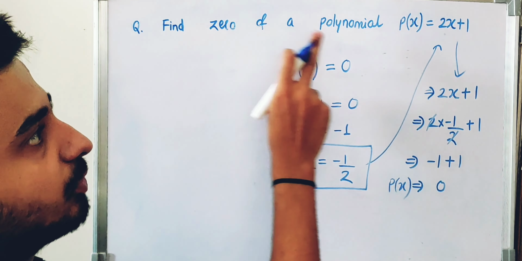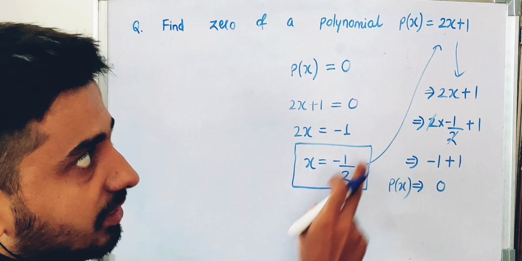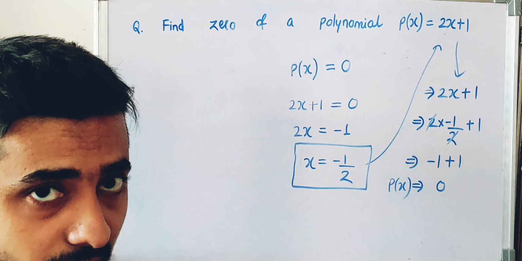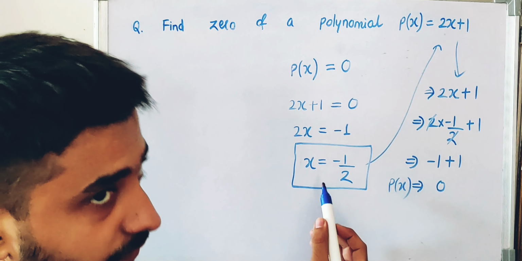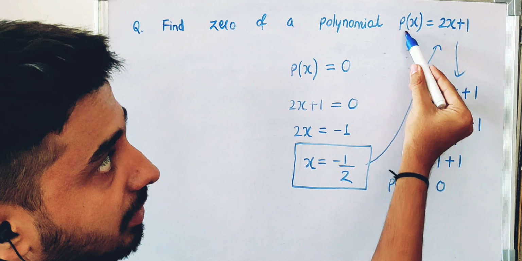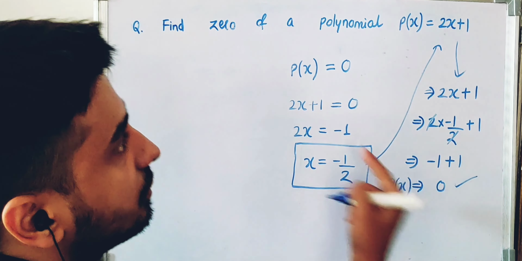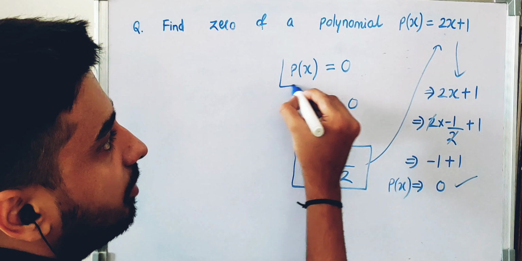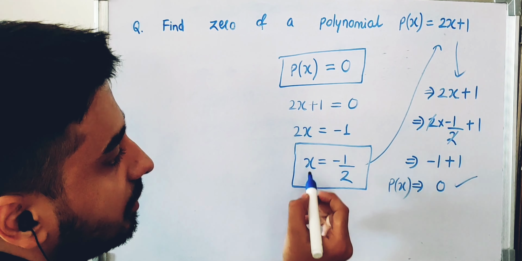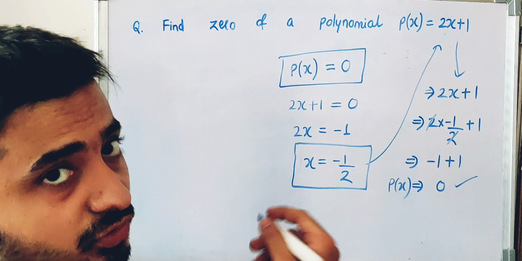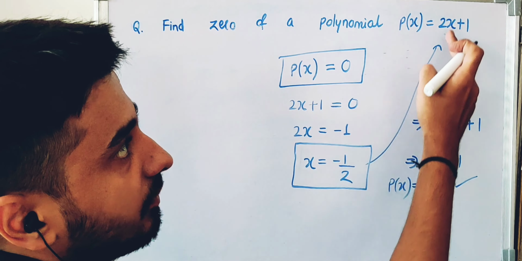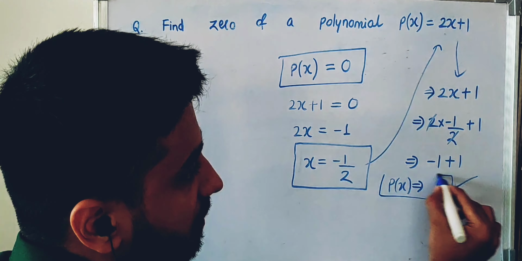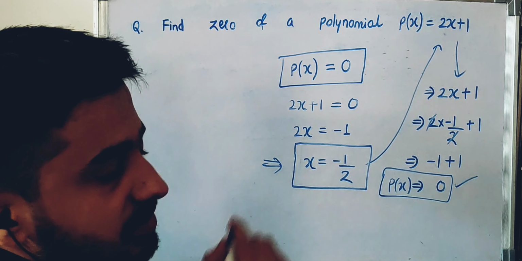So what is the zero of a polynomial? The value of x at which the value of the polynomial becomes 0 is known as the zero of a polynomial. Once again, the value of x at which p of x becomes 0 is known as the zero of a polynomial. What I have done: first of all, equate p of x equals 0 to find the value of x, and to check whether it is coming 0, just put the value of x in this. Yes, the value of p of x is coming 0. Therefore, this is a zero of a polynomial.